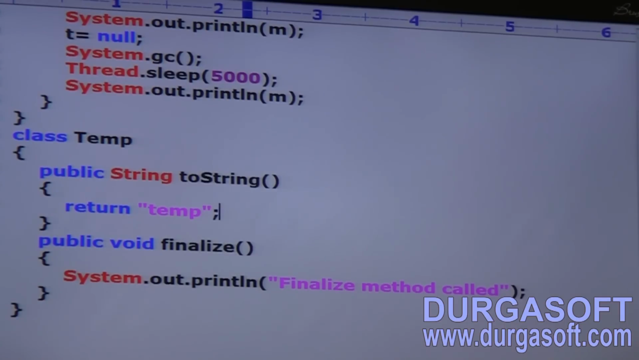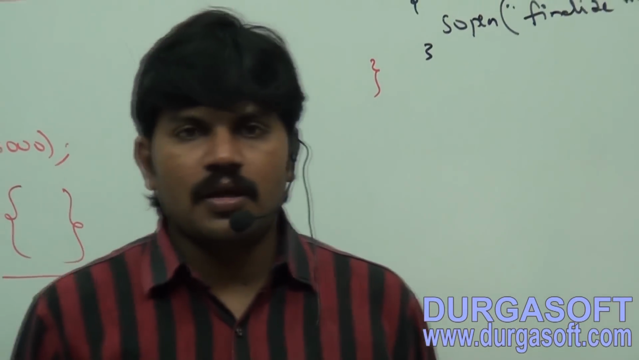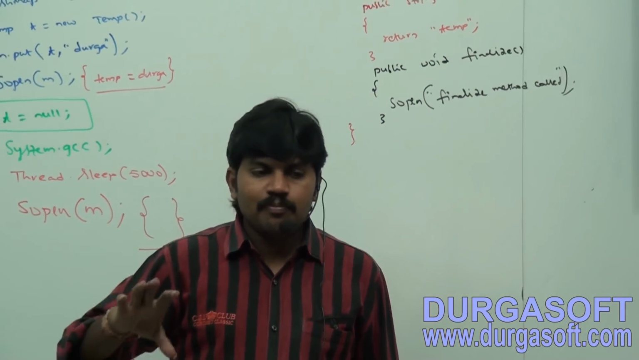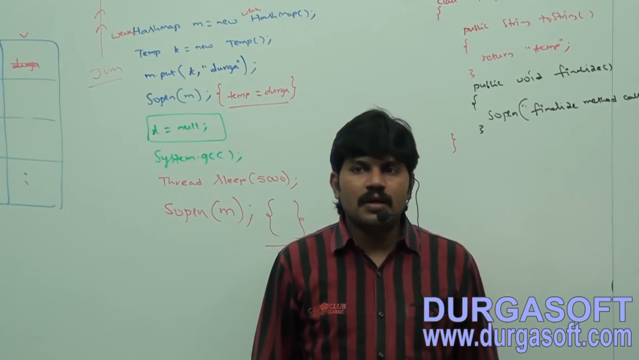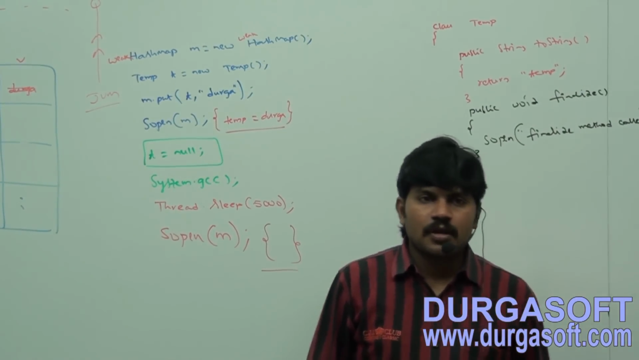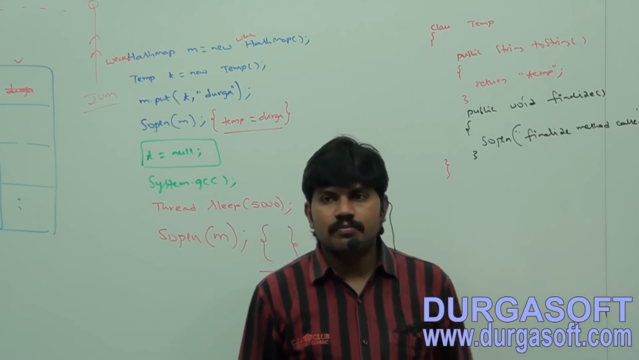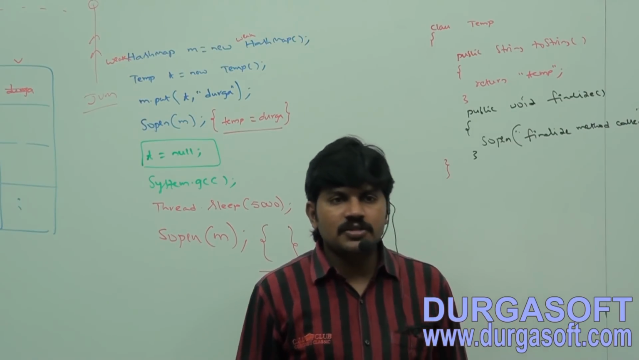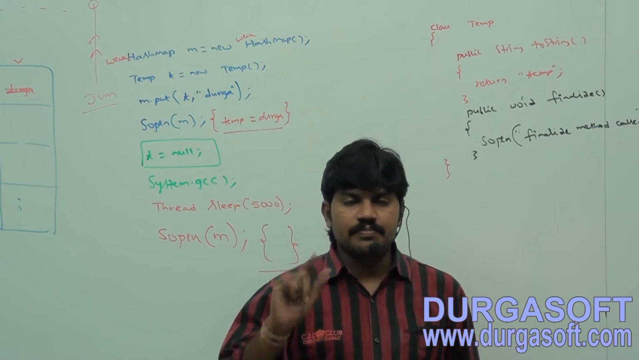Yes, I hope that's completed, right? Now, the theory. In the above example, the temp object is not eligible for GC because it is associated with HashMap.